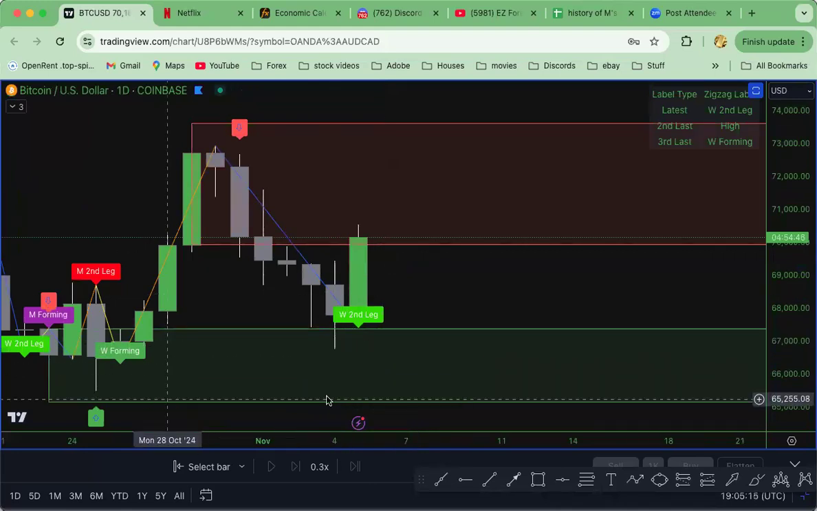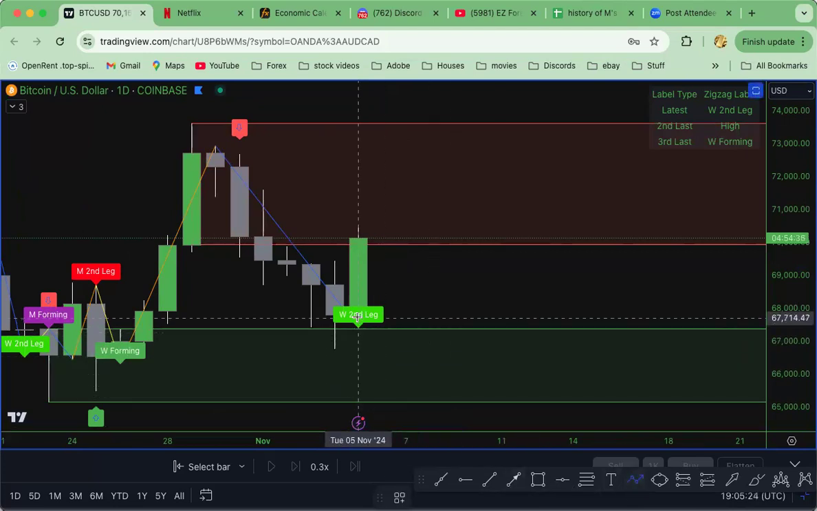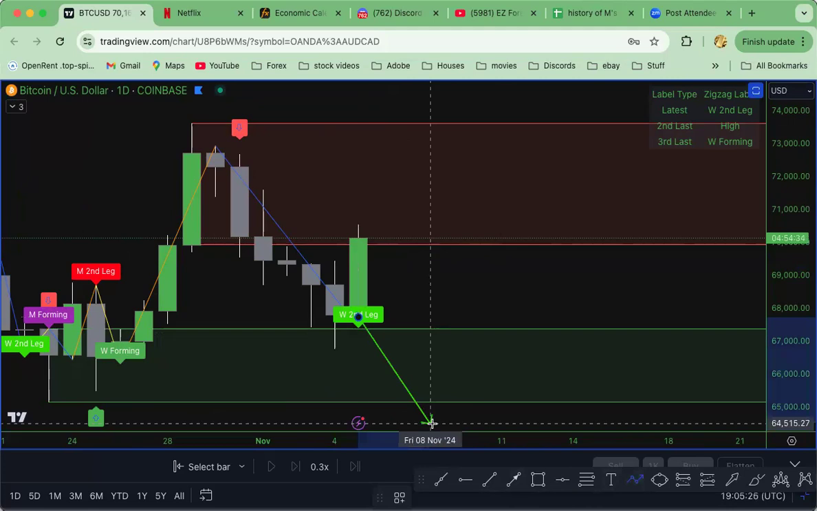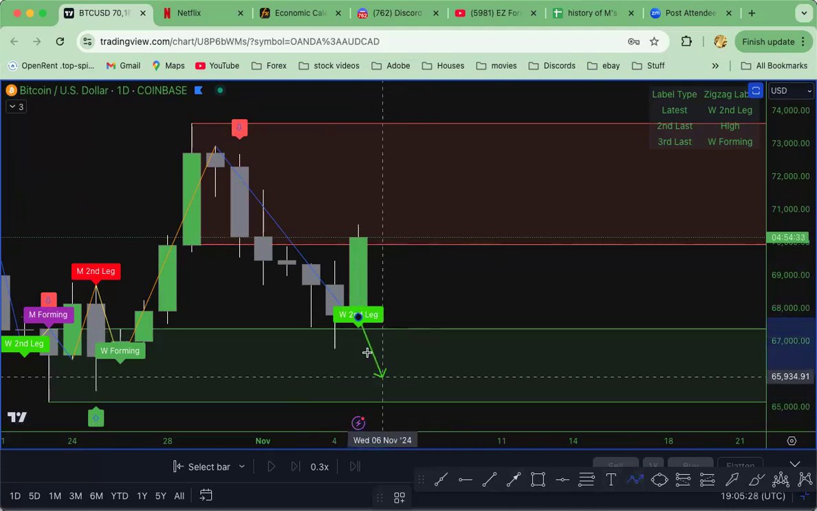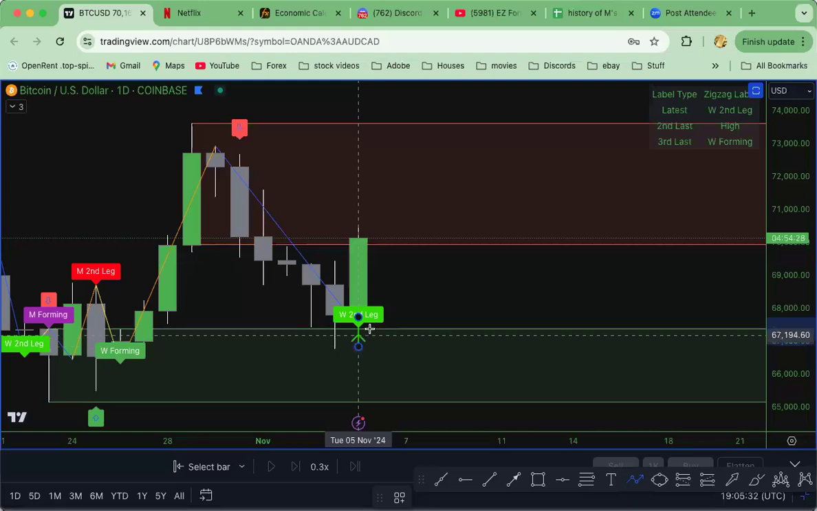Bitcoin has rejected off a previous one. This isn't a new one. So I wouldn't look to take this type of trade setup because I don't know how strong this level is now. I don't know if price action wanted to go and break this level. So we can see this is why I wouldn't have taken it. But as price action did come back to this level, and we did see a W second leg forming, it just shows you how strong the M's and W indicator actually is.